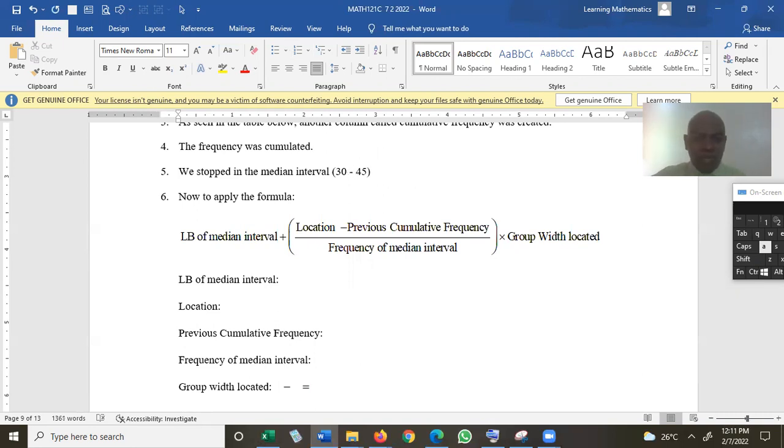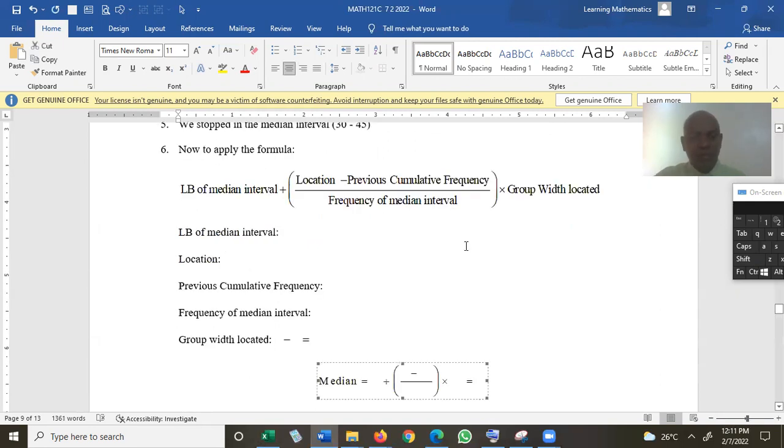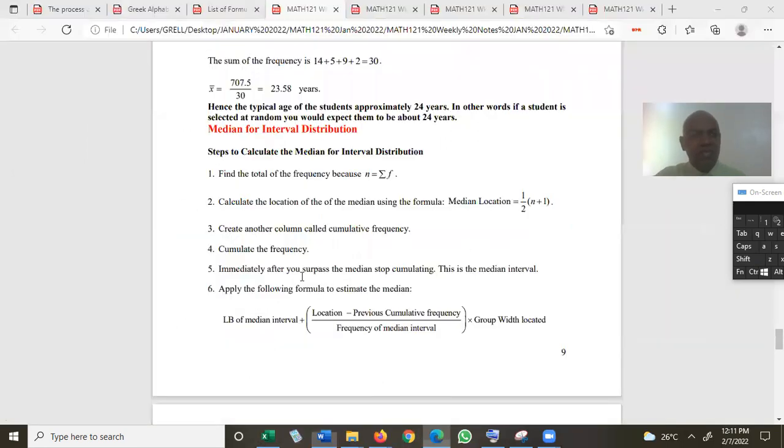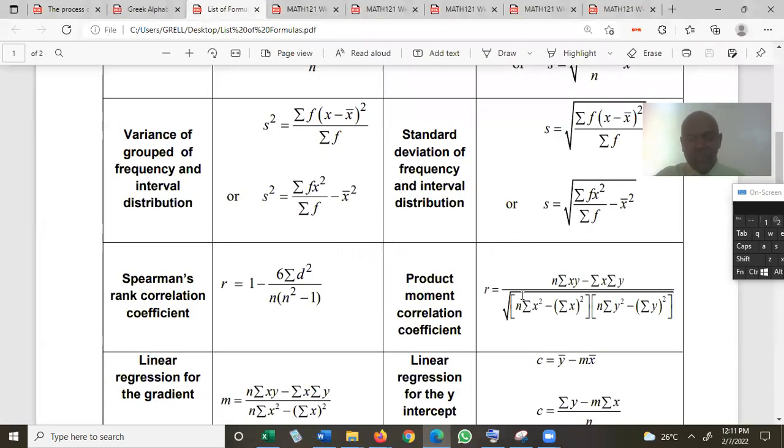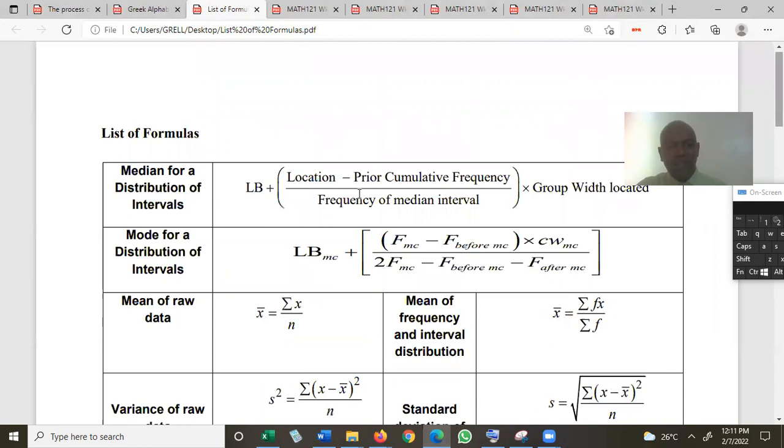So therefore now to apply the formula. This is the formula. The formula is in the list of formulas. Actually, it is the first one. Remember, we are going to use all these formulas in this list. You are not mandated to memorize them. You are not required to memorize, but to familiarize. This first formula is the median for distribution of intervals. So this is the formula to estimate the median when you have an interval distribution.